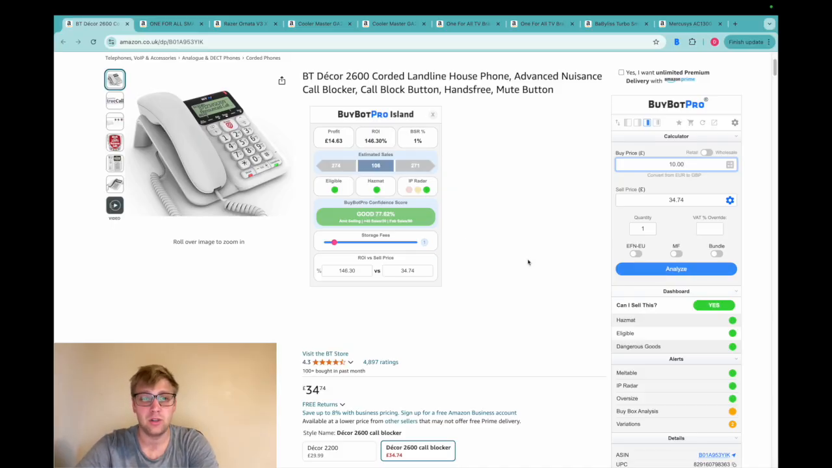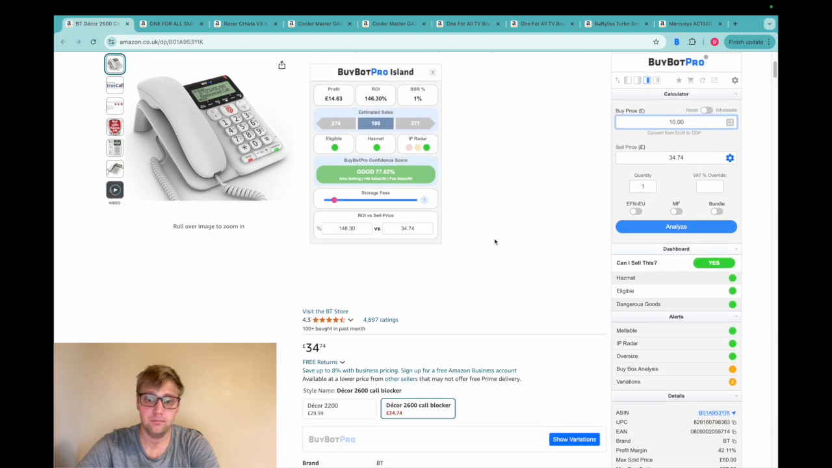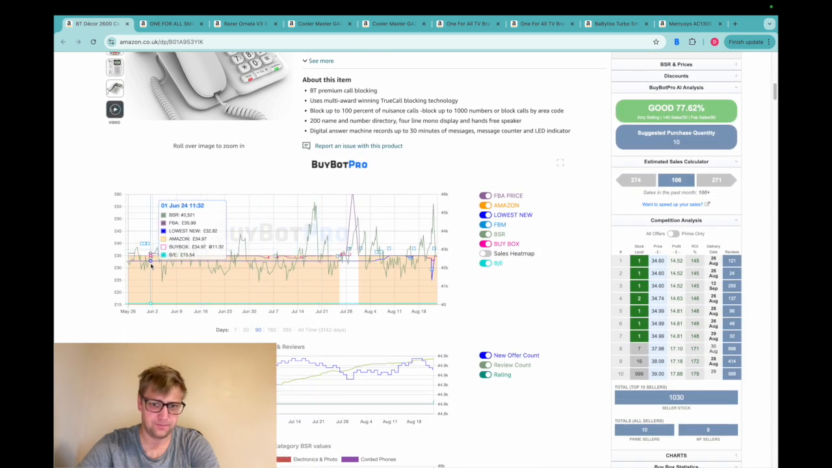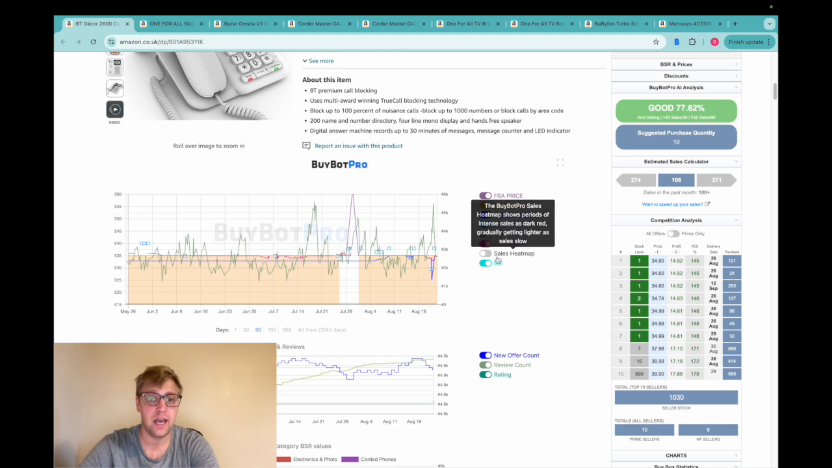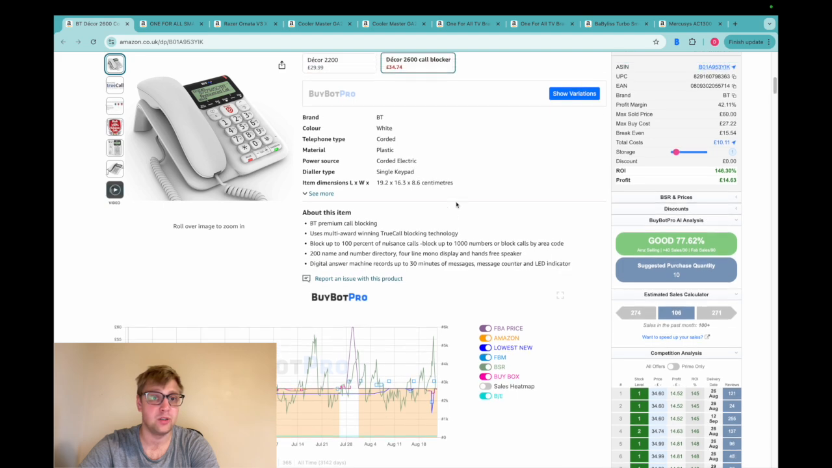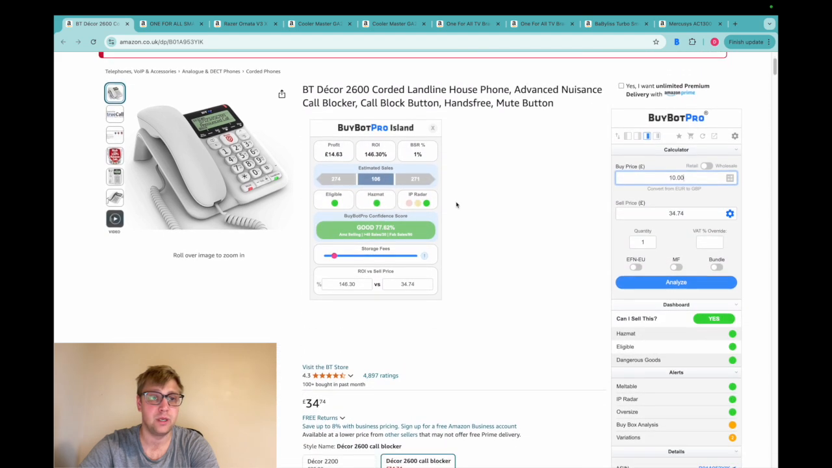Okay, so I have a list of products. I've managed to pick up a single unit of this BT phone for £10, and it's currently selling for £34.74. So a nice profit of over £14, over 146% return on investment. Estimated sales are incredible, and you can see the confidence score is good. Scrolling down, I can see that Amazon is on the listing, selling for £34.99. However, I can also see a lot of FBA sellers indicated that this product is selling. So an excellent, excellent product that I managed to pick up.